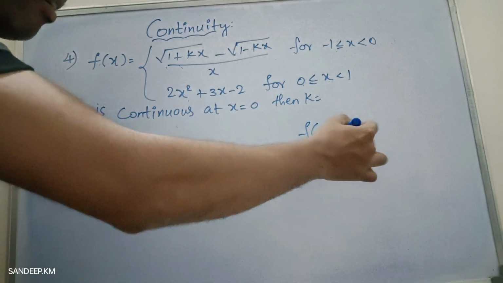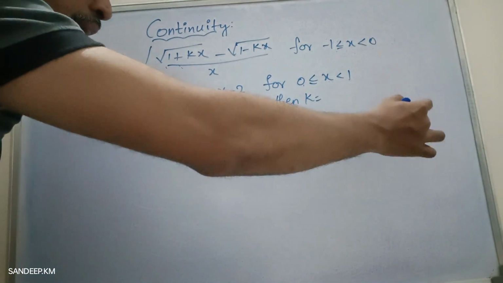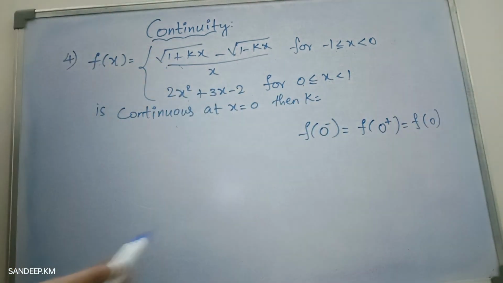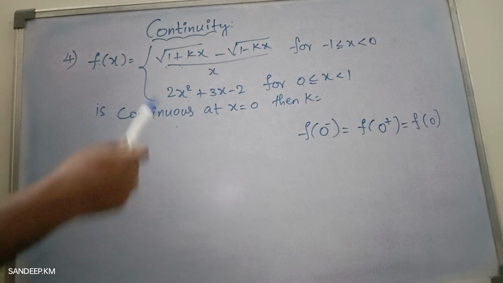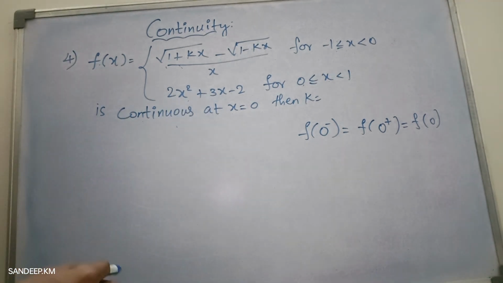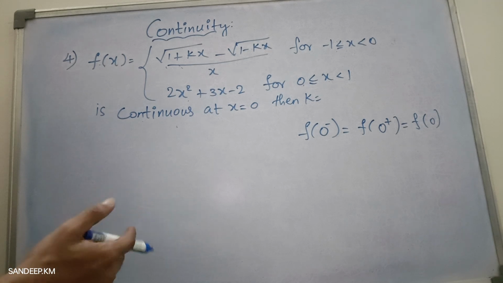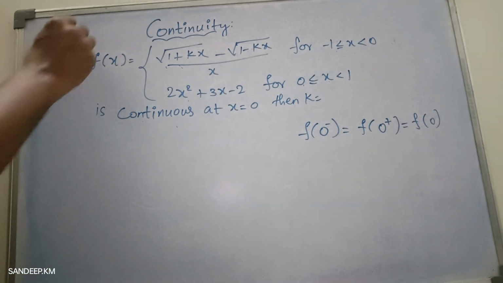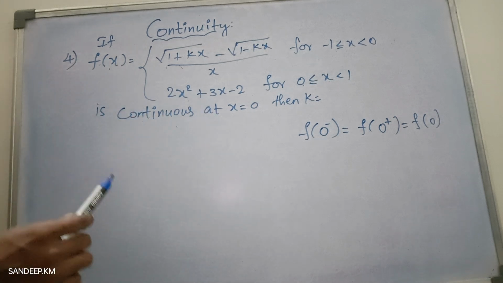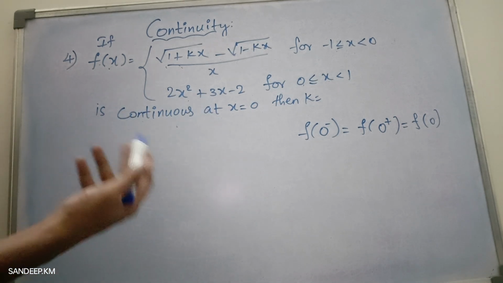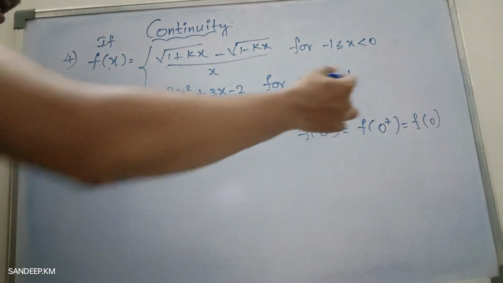So dear students, the function will be continuous at x is equal to 0 when left hand limit f of 0 minus is equal to right hand limit f of 0 plus, and it is equal to value of the function f of 0. If all these three things are equal to one another, then obviously the function is continuous at x is equal to 0. And in the question also, they did not ask us to check whether the function is continuous or not. What is the question? If f of x is equal to this particular function is continuous at x is equal to 0, which means they told that the function is continuous at x is equal to 0. We are supposed to find the value of k.